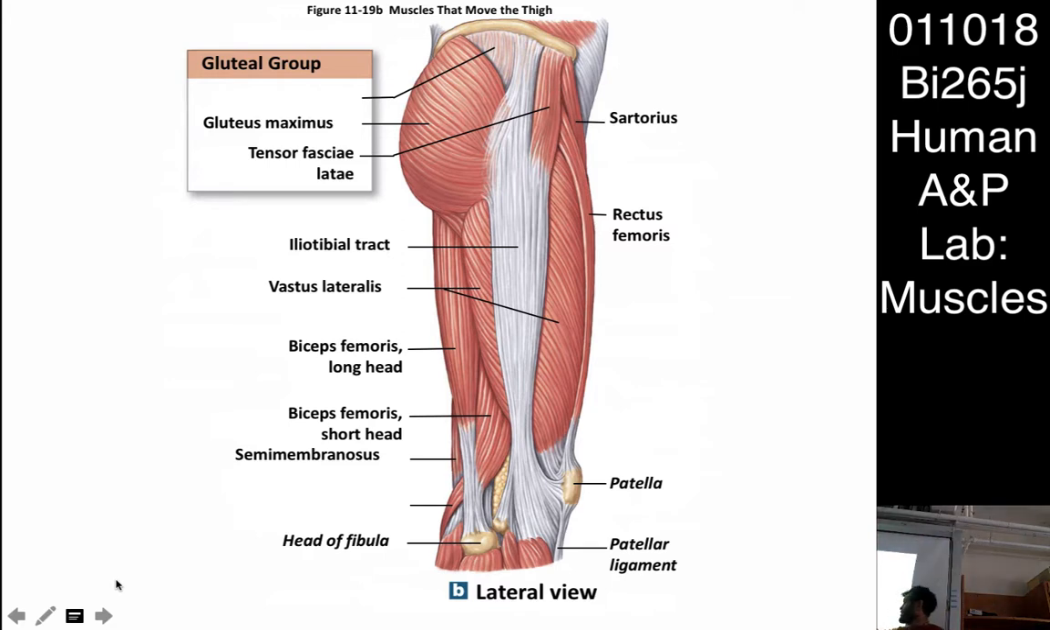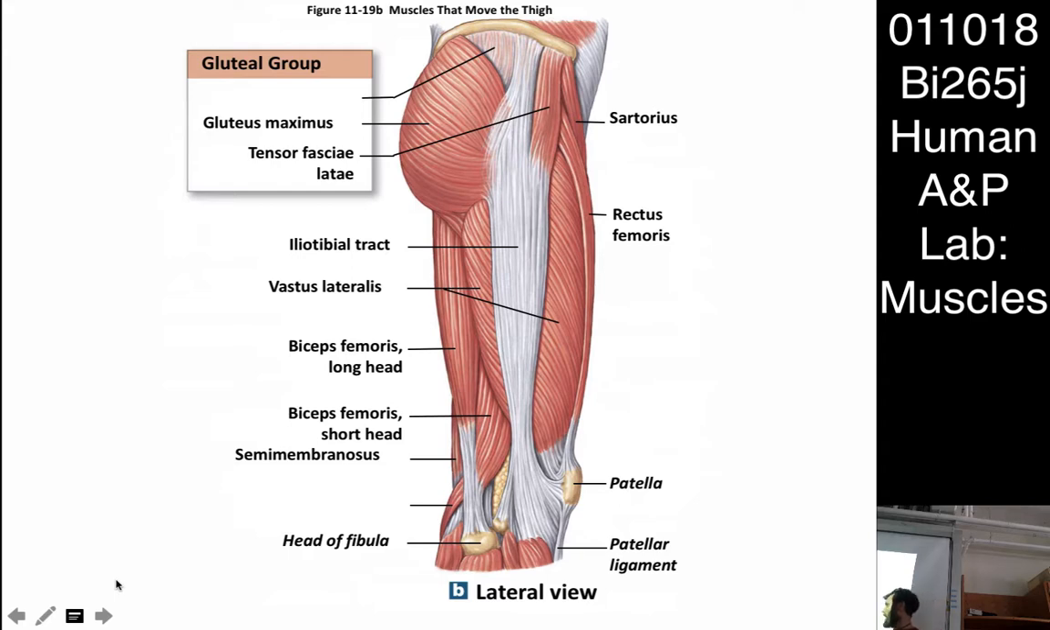This large muscle that you see here underneath it is called the vastus lateralis, and that's one of the four heads of the quadriceps femoris, the four-headed muscle of the femur. Vastus, meaning large, lateralis on the lateral side. It's what lays right beneath the IT band.